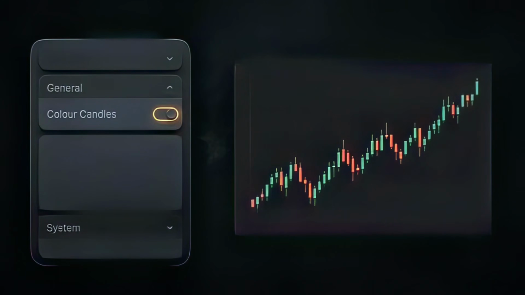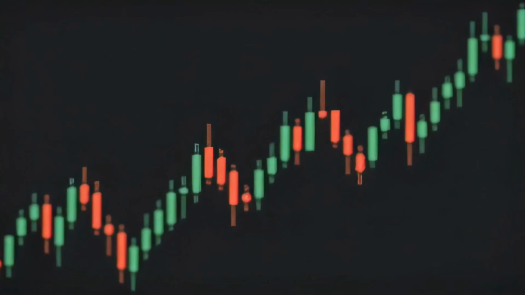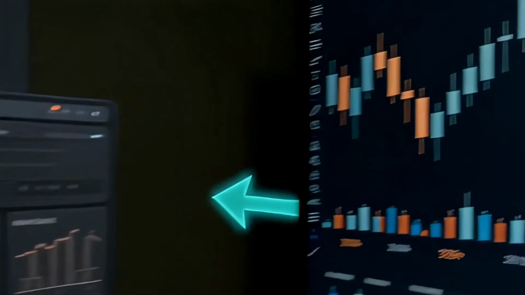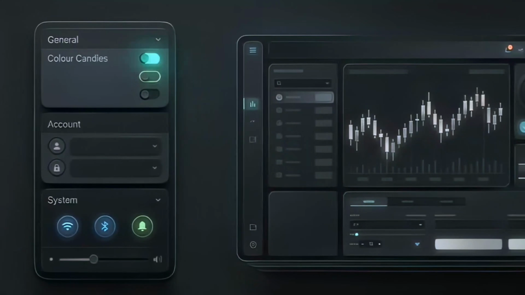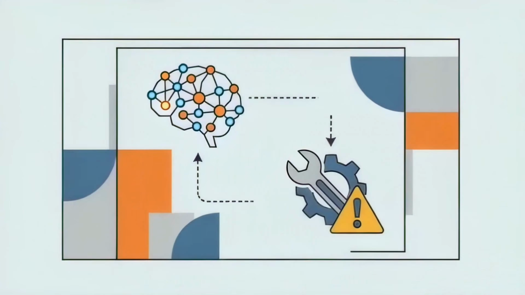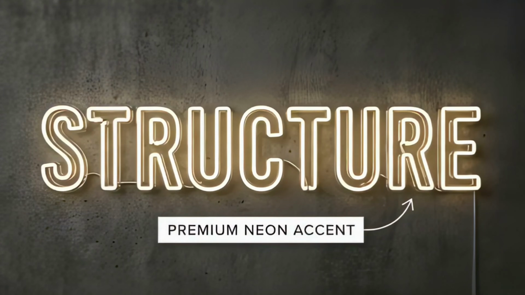Underneath that sits color candles. Switch this on, and the indicator recolors your actual candlesticks to match the detected trend. It looks impressive, and for a beginner it is genuinely useful, because trend direction becomes impossible to miss. But I would turn it off once you are comfortable. The reason is subtle but important. When your candles are permanently colored by the indicator, you slowly stop reading raw price action and start outsourcing your judgment to the tool. Keep your candles honest.